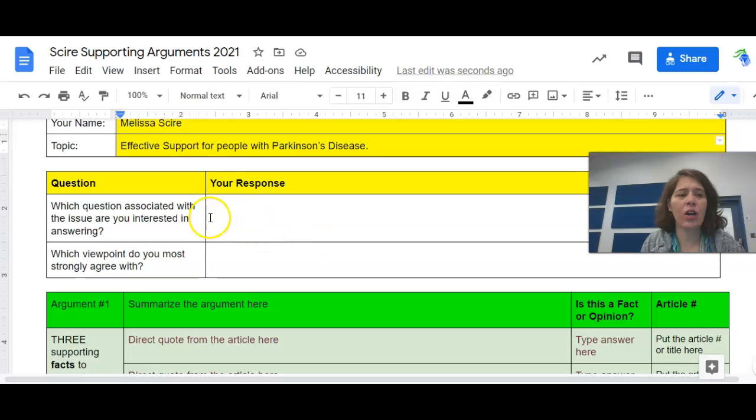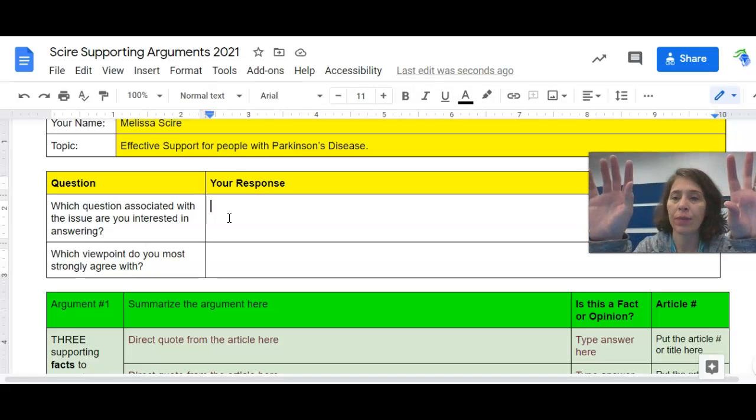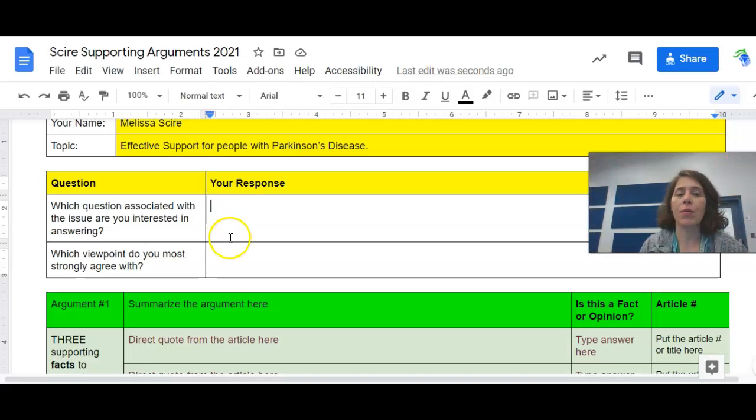Which question associated with the issue are you interested in answering? Which viewpoint do you most strongly agree with? Okay, so this is where you're going to go back and look at that original sheet where there's the 2 sides that you could pick from, okay? The viewpoint that you agree with the most is what you're going to write here, okay? You can copy and paste it from that document, you can type it. This is also basically your thesis statement, okay?